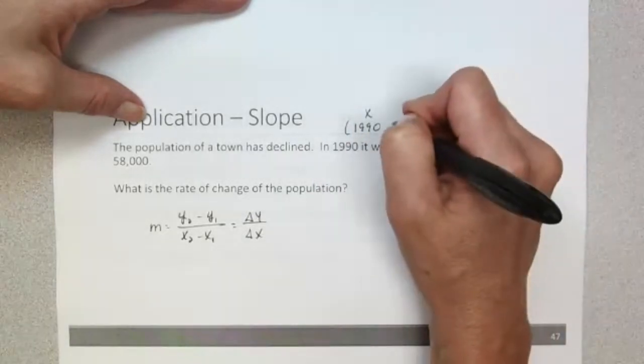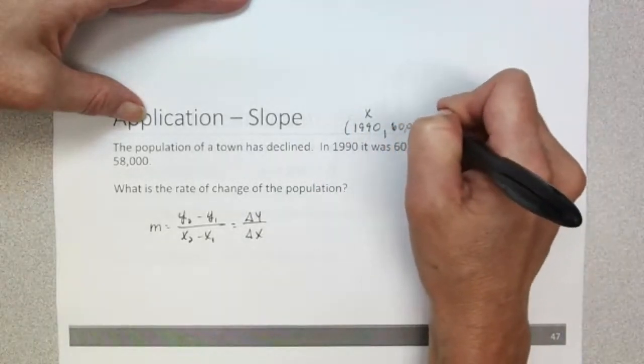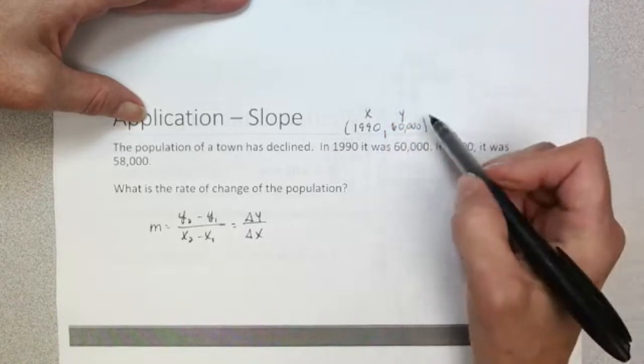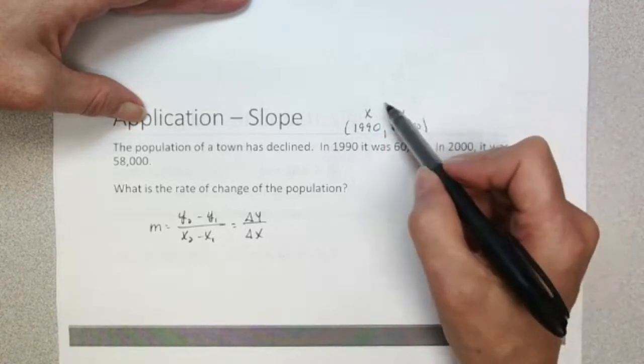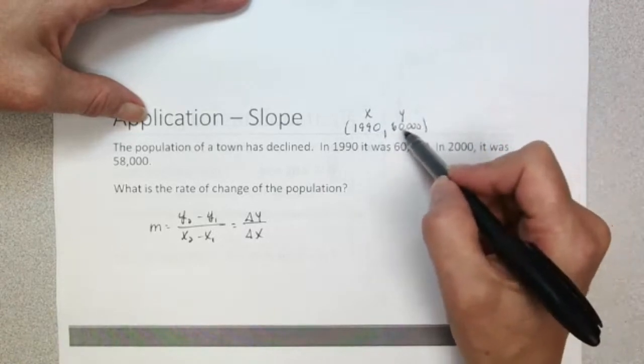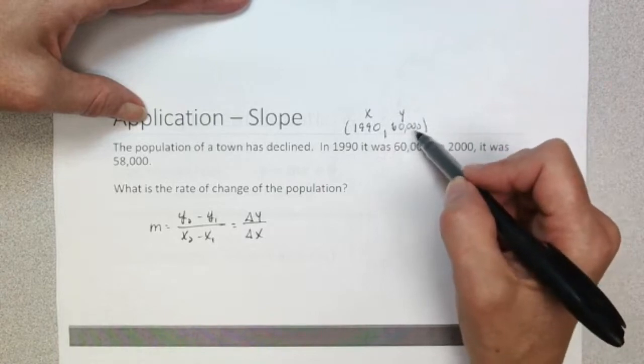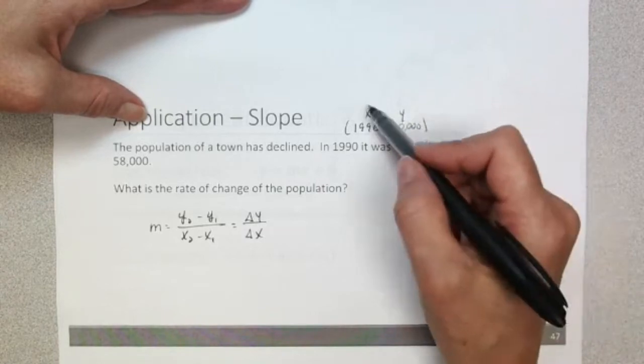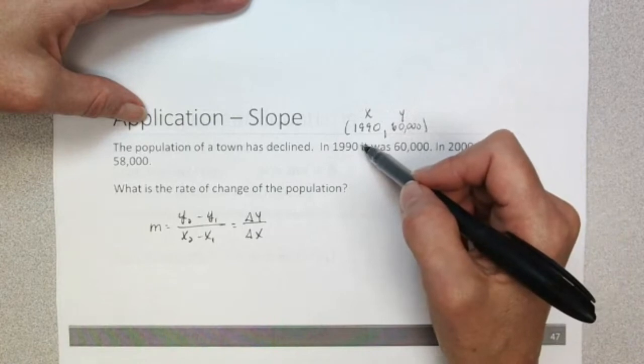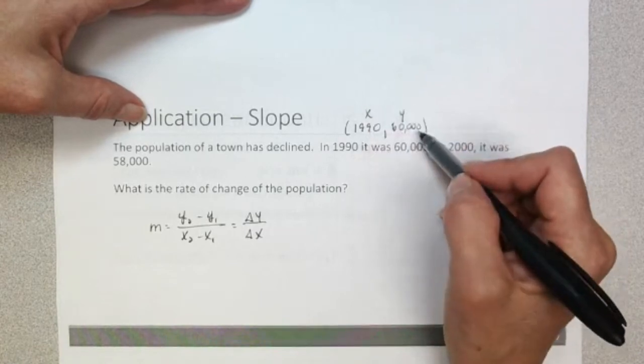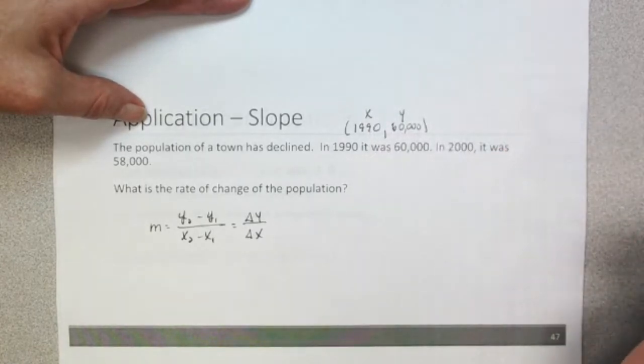In 1990, the population was 60,000. Okay. So the population was dependent on the year. So y, or 60,000, would be my dependent variable. And typically that's the case. X's are our independent variables, or given an x, we find a y. Y is the dependent variable.